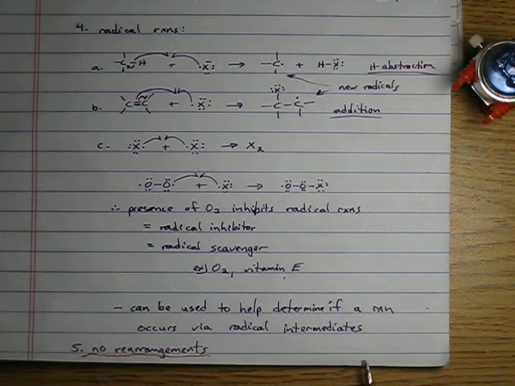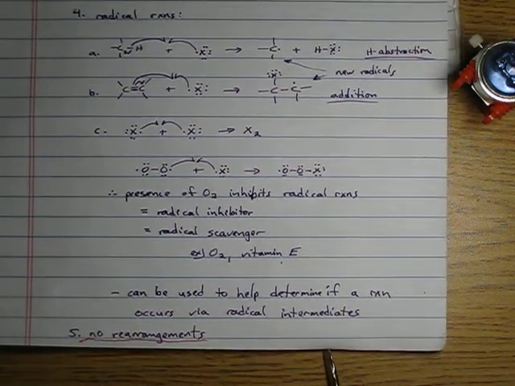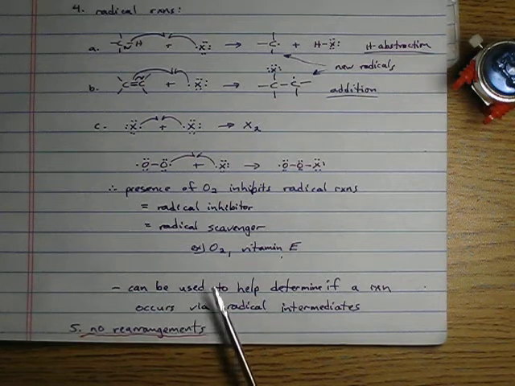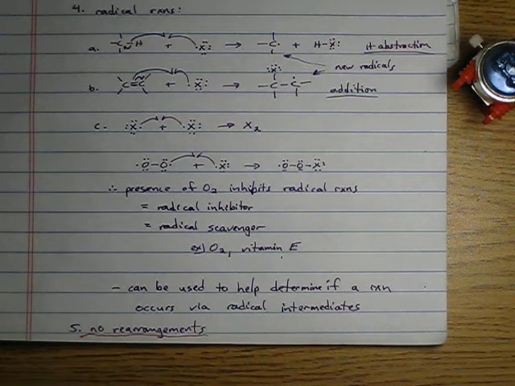All right. And note, because of this, you can actually use O2 or radical scavengers to determine if a reaction goes by a radical mechanism. So if you run a reaction and you're not sure if this runs via radicals or not, put in some O2, put in a radical scavenger. If the rate slows down, that means yes, radicals were involved. If the rate does not slow down, that means there probably were no radicals, because the scavenger would have eaten the radicals, slowing down the rate.